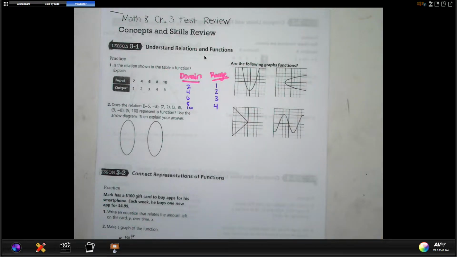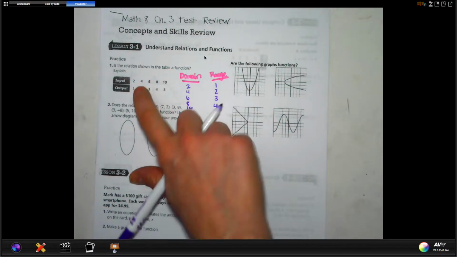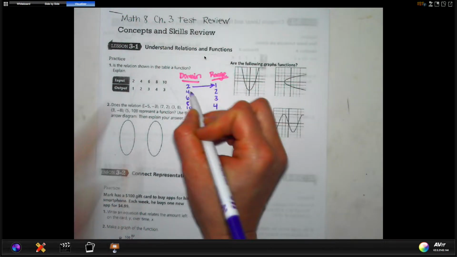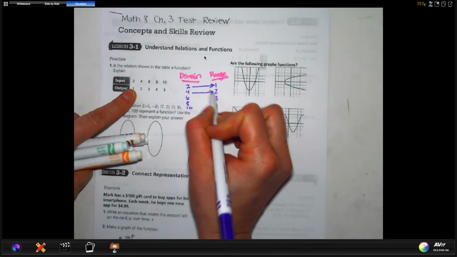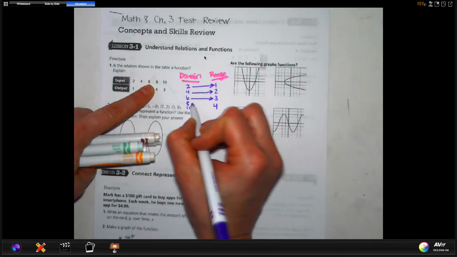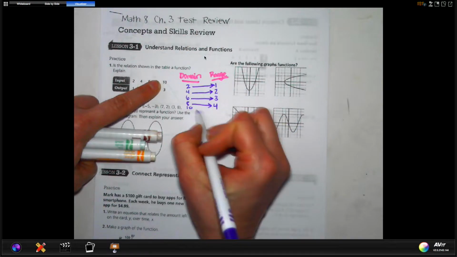No. I do not. And then I make an arrow diagram according to what it says. It says 2 goes with 1, so I'll make an arrow. And then 4 goes with 2. 6 goes with 3. 8 goes with 4. And 10 goes with 3.